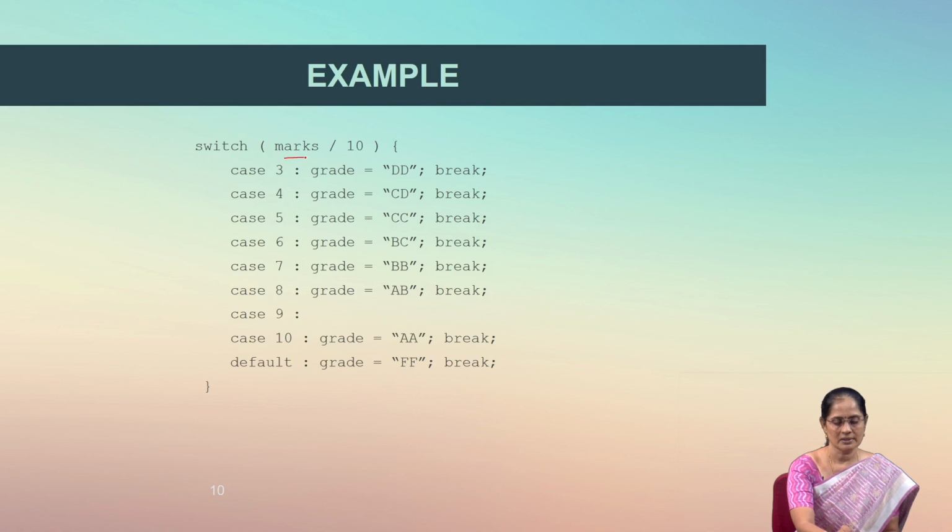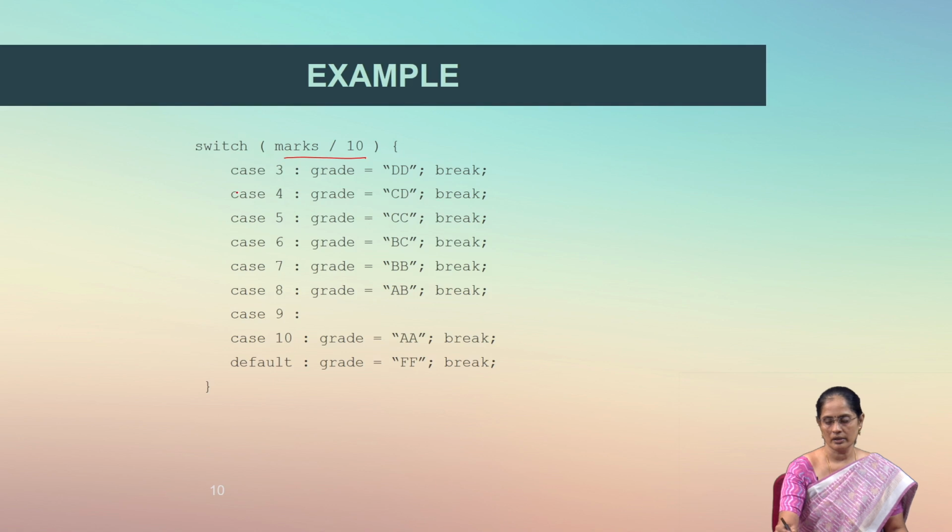So, here what we give? Switch of mark/10. We have already learnt that the expression should be an integer value, but on dividing, it takes only the integer value. Even if you get a decimal or floating point value, that is not considered; it takes only the whole part of the fractional value. It compares with each case.